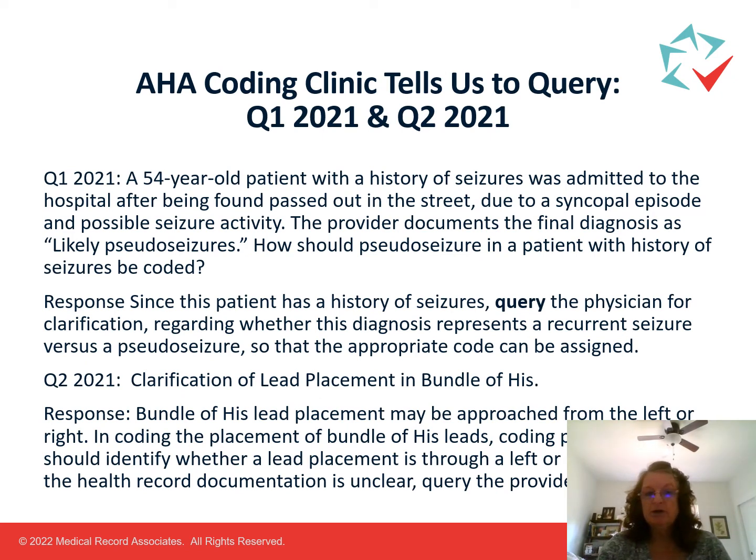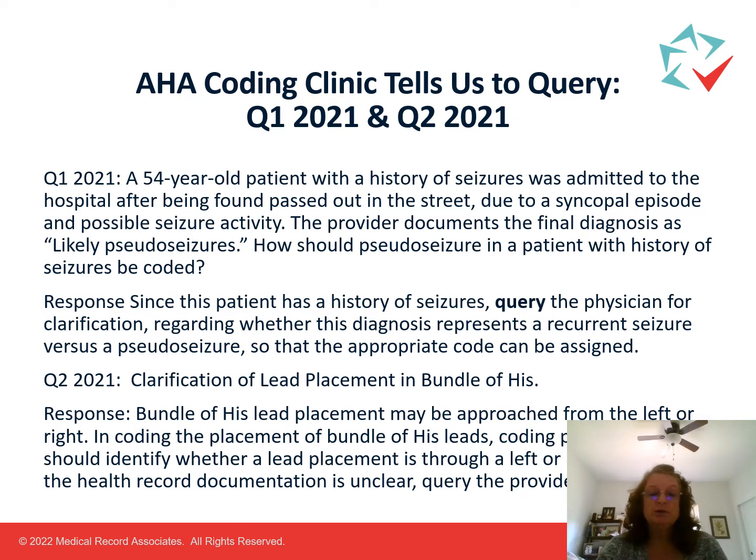Coding Clinic, the American Hospital Association Coding Clinic, also tells us to query. So I've gone through last year, the 2021, and looked at several examples that they've provided. Now I'd like you to go back and look at these examples. If you look at Q1 of 2021, there is a situation of a patient with a history of seizures admitted to the hospital, and due to the syncope episode and possible seizure activity, the documentation on the final diagnosis says likely pseudo seizures. How should pseudo seizures in the patient with a history of seizures be coded? Since the patient has a history of seizures, they tell you should query. So you should not assign a code right away. You need to clarify it.